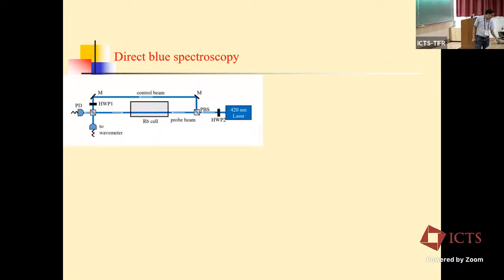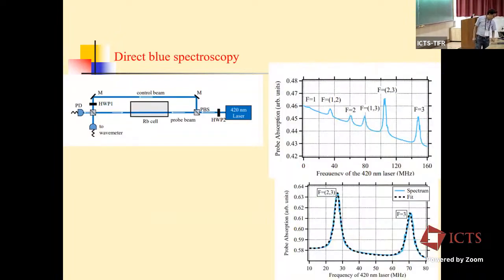By that time, we got the photodetector, and then we did the blue spectroscopy, and here is our spectrum. The typical line width for this blue spectrum is coming to be 3 to 4 megahertz. And of course, it depends upon the temperature of the cell; the line width increases with increase of the temperature.